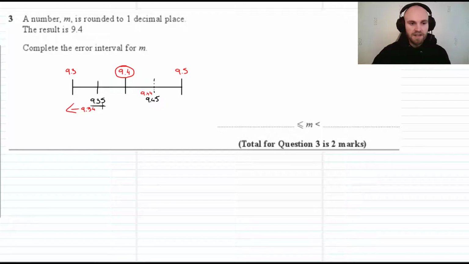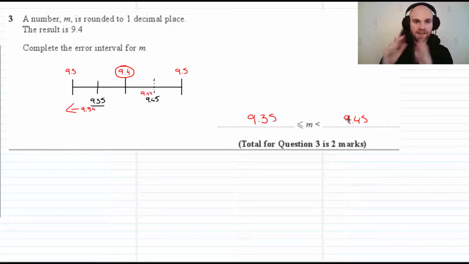But anything less than 9.45, say like 9.44, 9.43, 9.42, and so on, will round down to 9.4. So the answer here is going to be 9.35 is less than or equal to m, and m is less than 9.45. It's not equal to it, but it is less than.